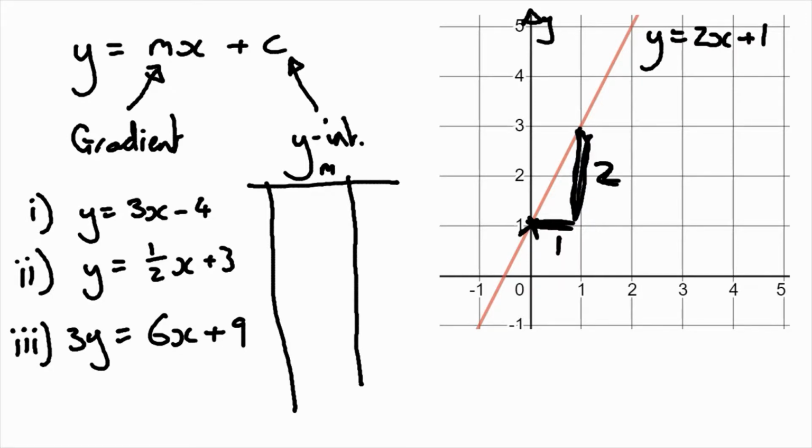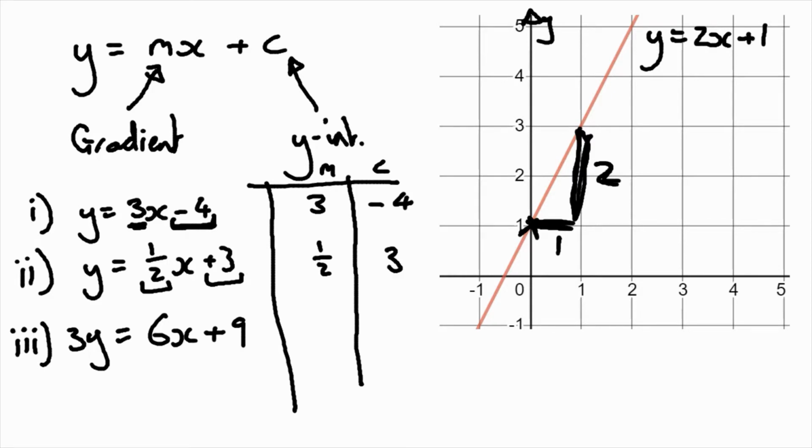So if we do our gradients and our y-intercepts, our gradient of the first one is what we are multiplying the x value by, which is 3. And our y-intercept isn't 4, it's going to be minus 4 because we've got to take note of the sign in front of it. So our y-intercept is minus 4. Our second example, the gradient will be a half and our y-intercept will be plus 3.